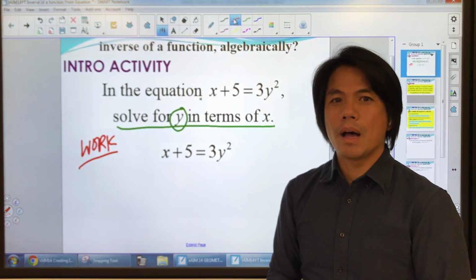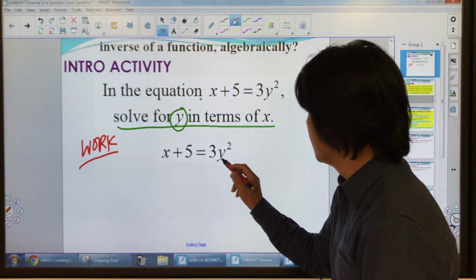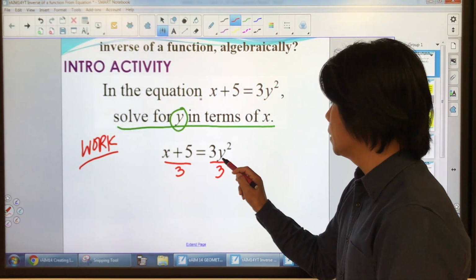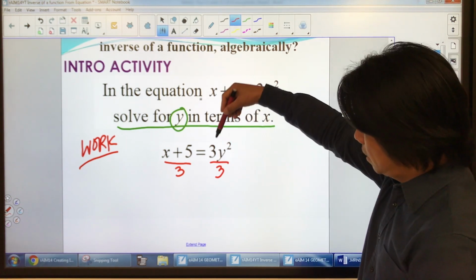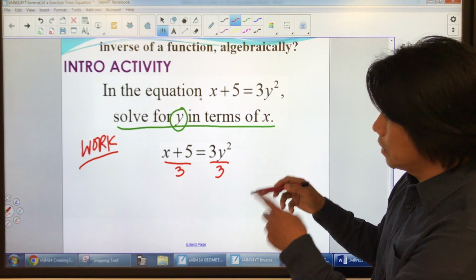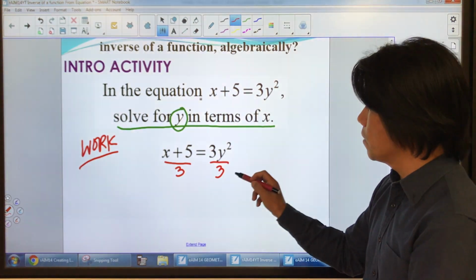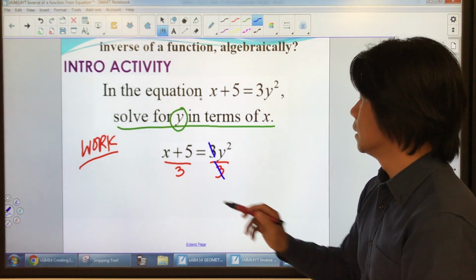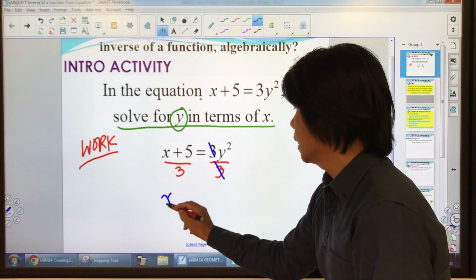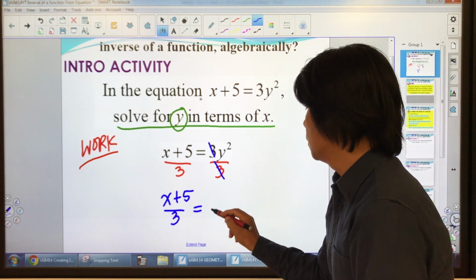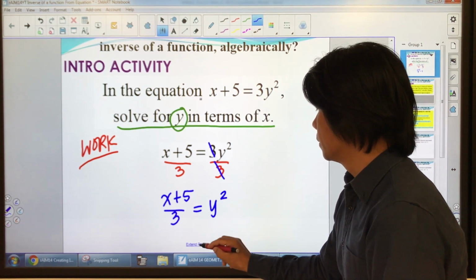Alright, let's solve for y in terms of x by dividing each side by 3. By division, because 3 right here is being multiplied to y squared, and the inverse of multiplication is division. So these are divided out. So what's left here? x plus 5 over 3 equals y squared.